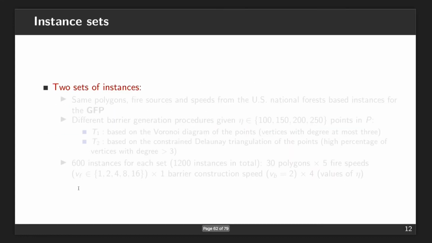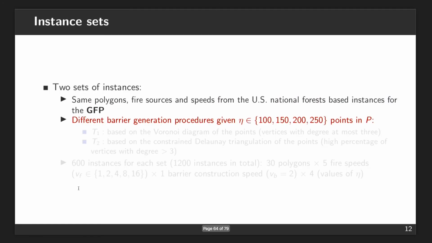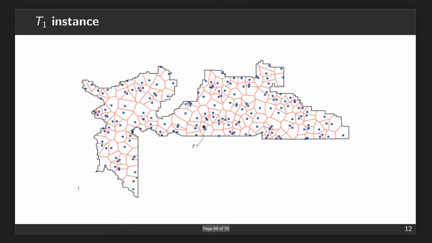Okay, we have two sets of instances. These instances were constructed from US National Forests, which are the polygons corresponding to the US National Forests. And then to create the barriers, we had two sets of instances. The first set of instances, we just randomly created some points in the interior of the polygon. You create the Voronoi diagram, and you use the edges of the Voronoi diagram as potential barriers. But the problem with this kind of instance is that most of the vertices will have degree 3, as you know. It's a Voronoi diagram, so in most cases the vertices are going to have degree 3.